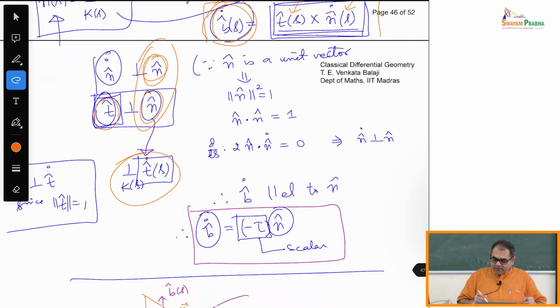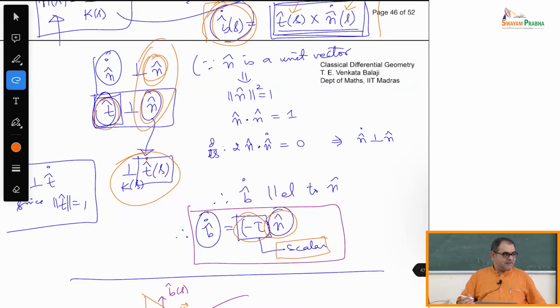So b cap dot is a scalar times n cap, and that scalar we write as minus tau, and this minus is purposely put there for geometric reasons. Of course, you could have put it as plus tau. If you read several books, you will see in some books it's written as plus tau, in some books as minus tau, but this minus tau is more significant. And whatever this tau is, that is your torsion.